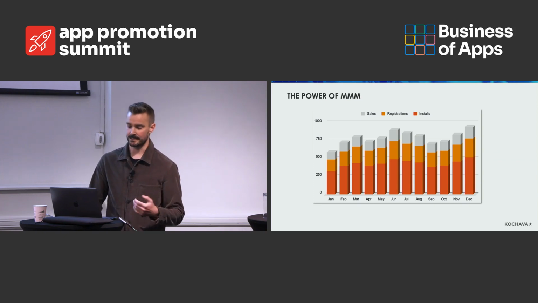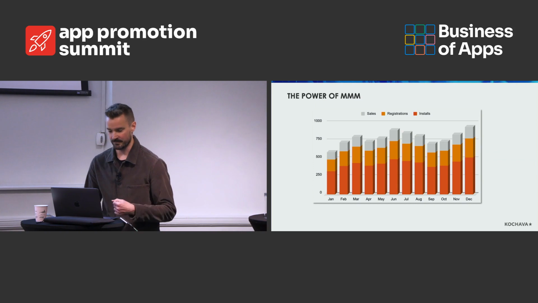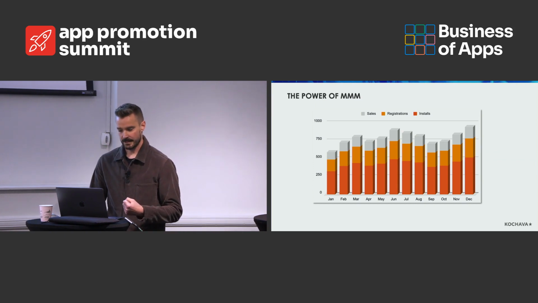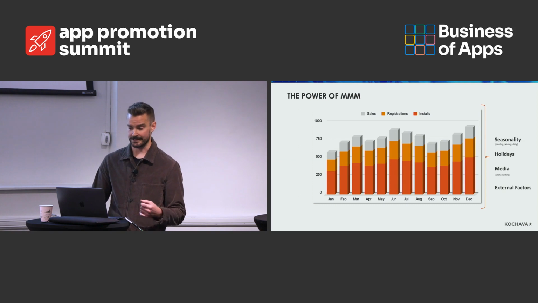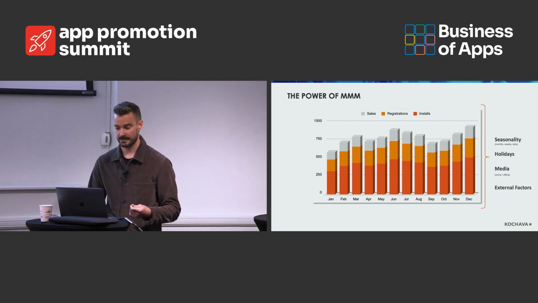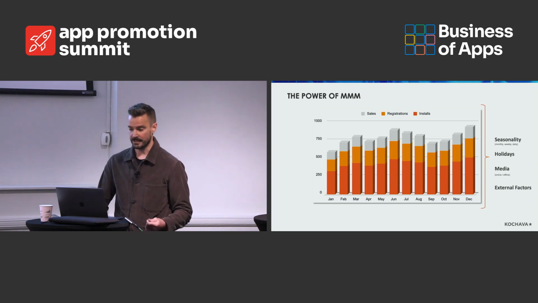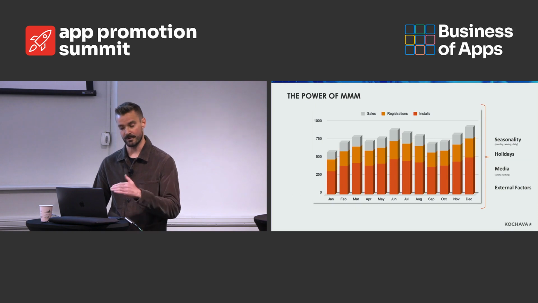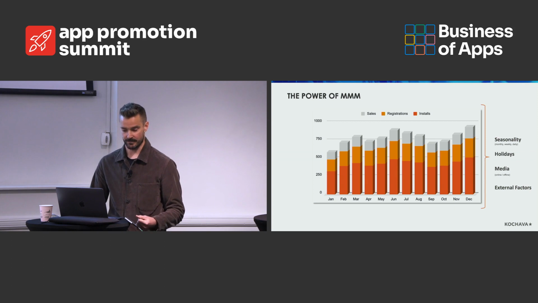So this is a really basic example. It's a month level, but you could also view this at day level or week level and so on. Here we've modeled sales, registrations, installs. The model will understand the seasonality of your brand by month, by week, by day, the national holidays that affect your business outcomes within that geo-region, your media, and the external factors.